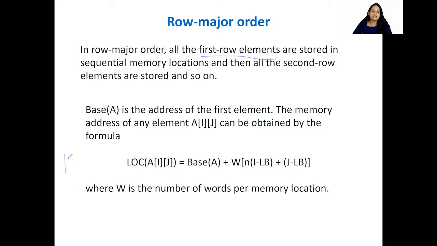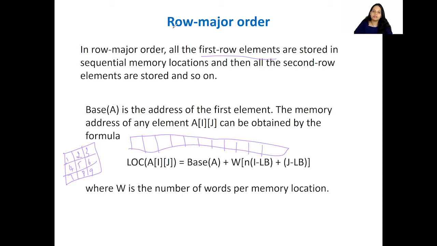Which means, suppose this is my logical representation of my array, isn't it? Suppose I'm writing it 1, 2, 3, 4, 5, 6, 7, 8, 9. Then what are we going to do? In the memory, we are taking only continuous memory, like a one-dimensional array only. But how are we going to store? It depends. If it's row major, then we are going to store one row at a time.